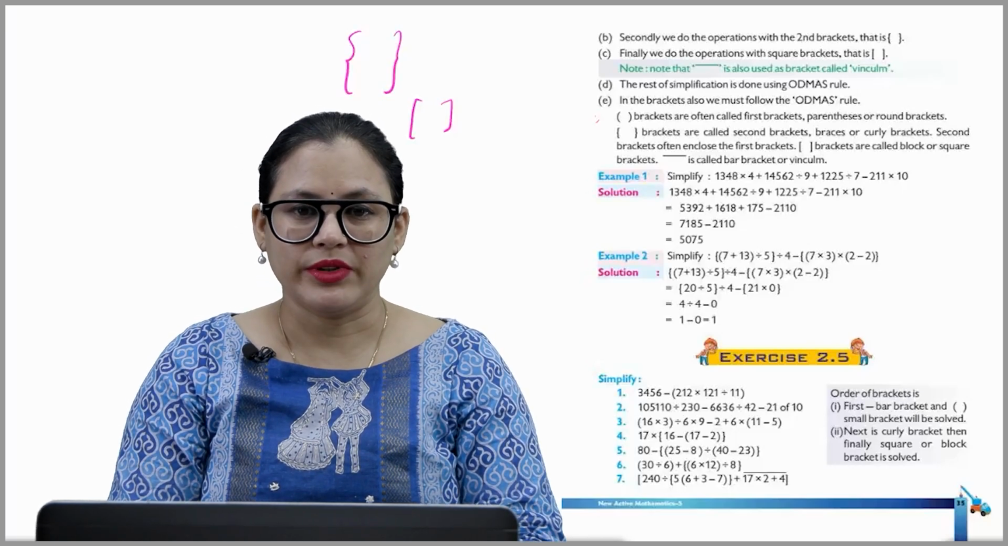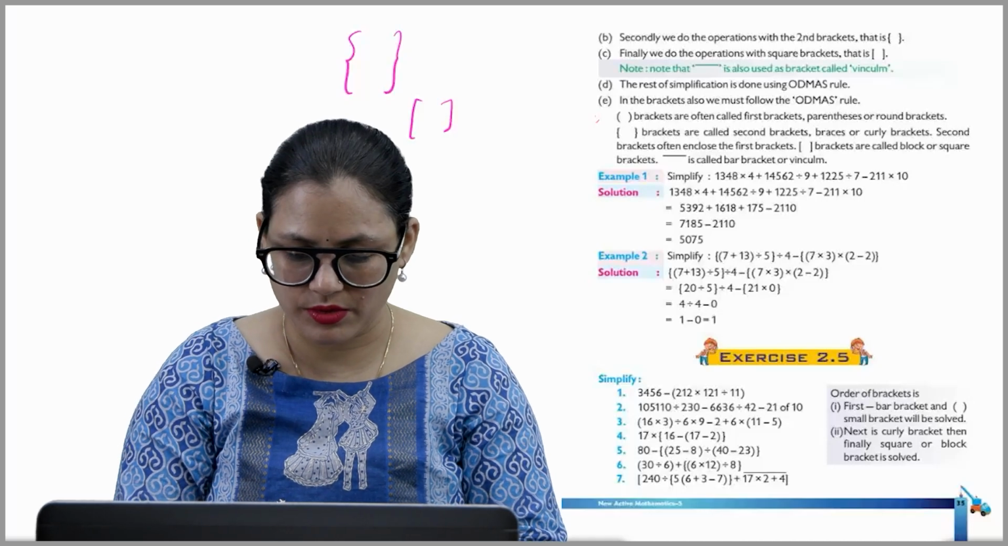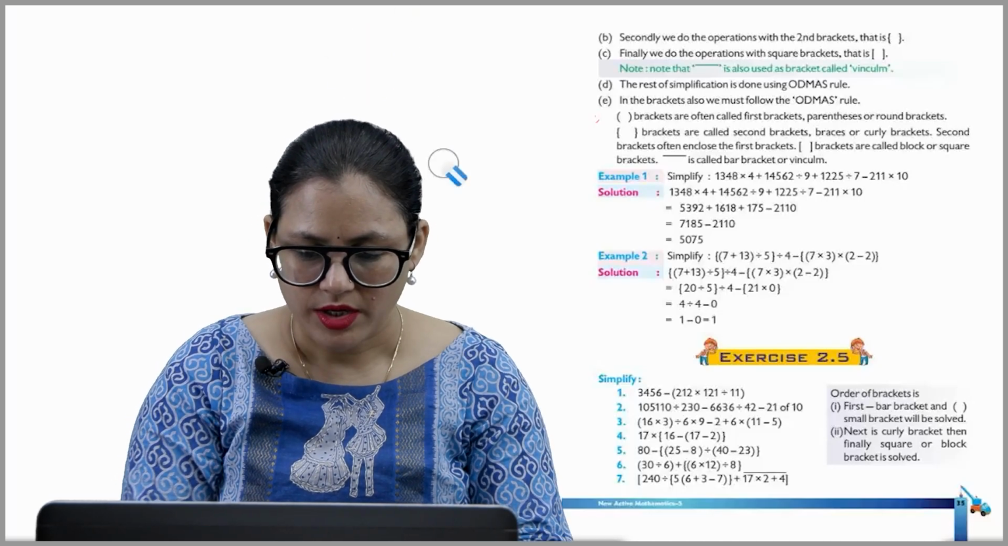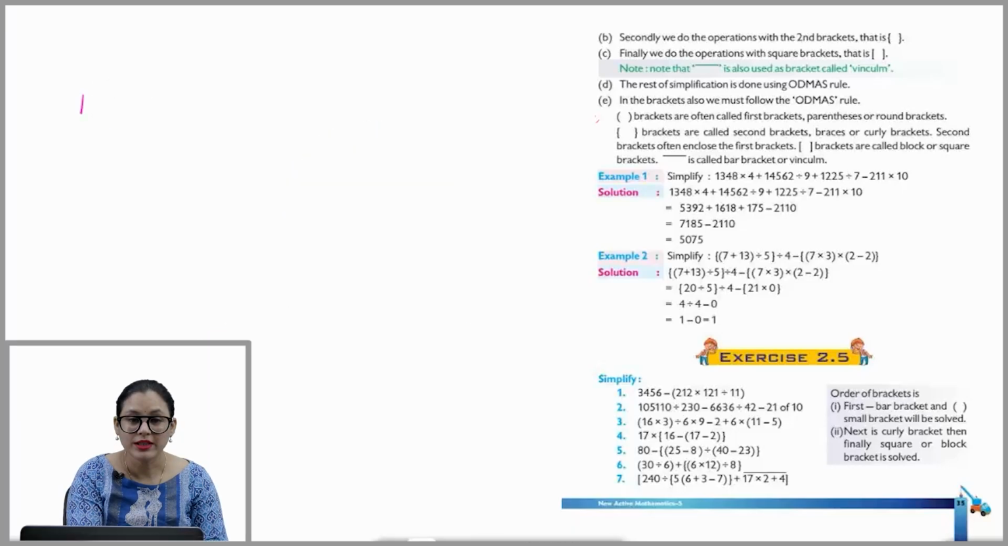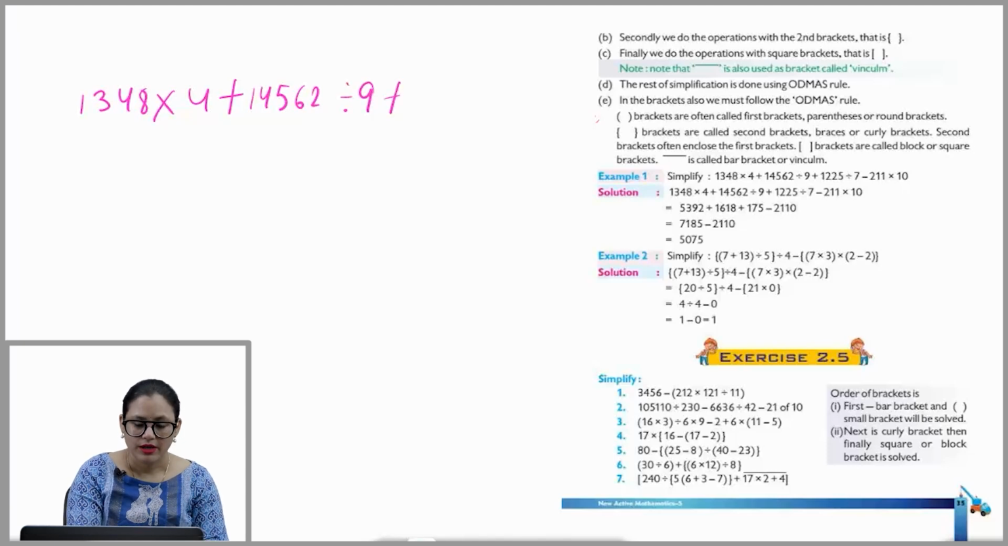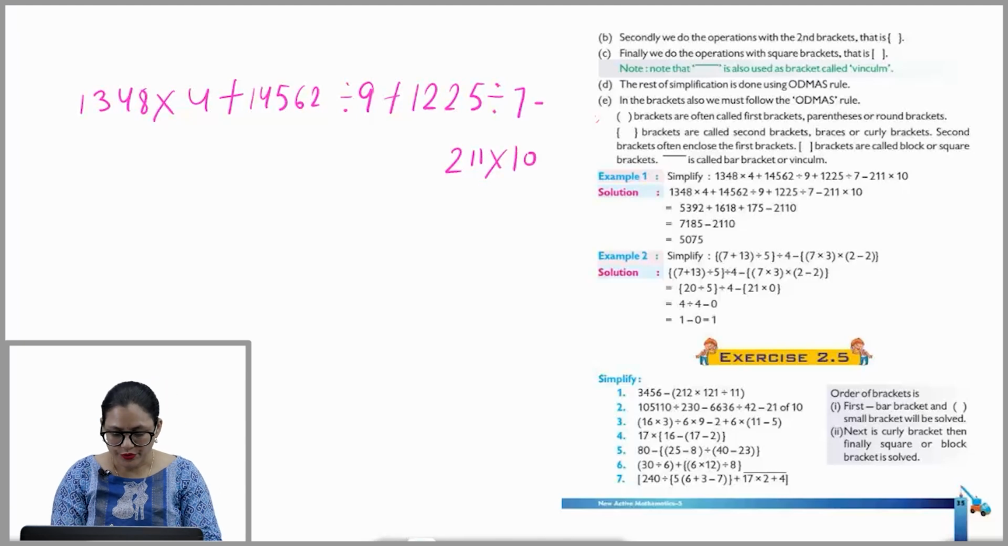Example 1. Let's do this simplification. So you have this number: 1348 into 4 plus 14,562 divided by 9 plus 1,225 divided by 7 minus 211 into 10. So first, what will we do?